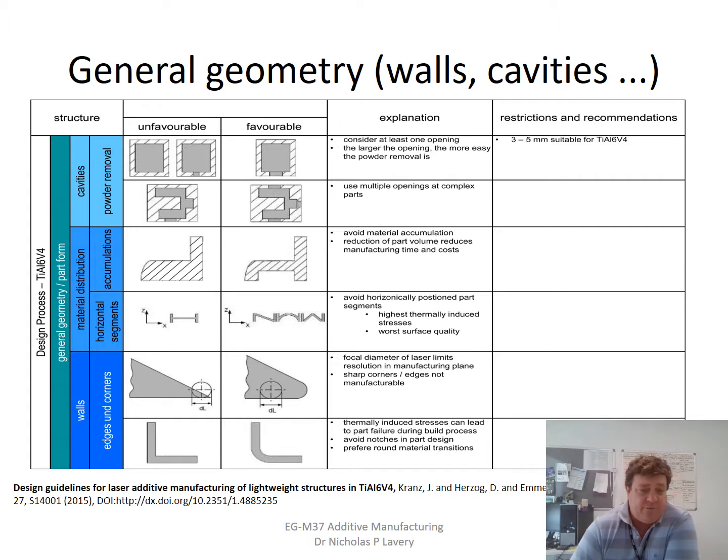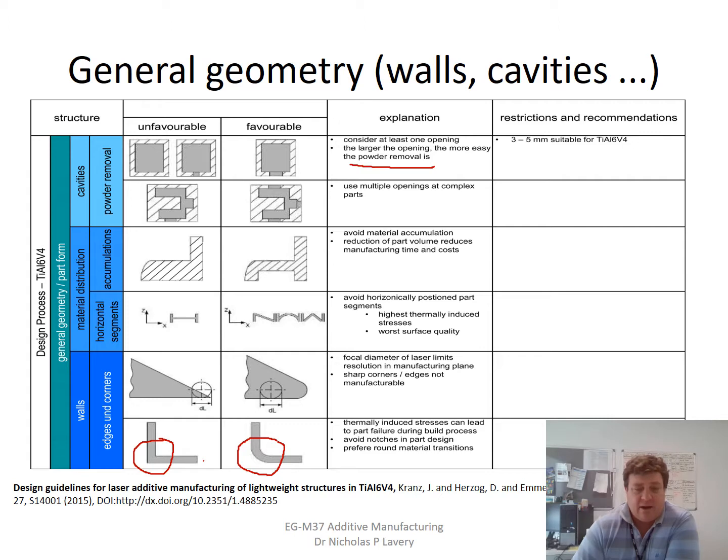Corners, if you can avoid sharp corners in your design, and you can round them off, this will actually reduce the thermal induced stresses and will actually, in some cases, help the build if it's going in the vertical direction. Cavities, but always considering the removal of the powder afterwards. Okay, so you have to have an opening that allows you to get the powder out.